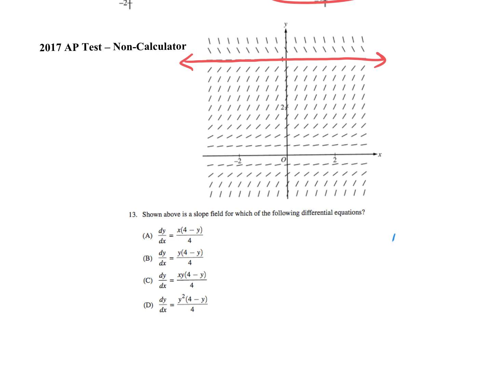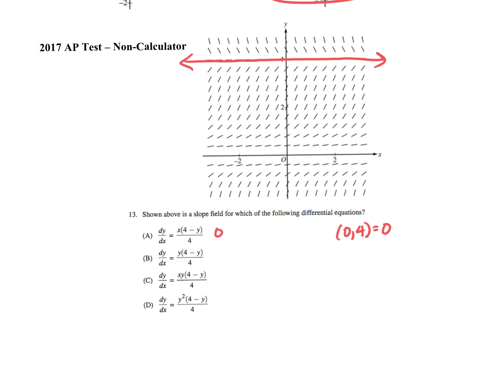Okay. Y'all want to pick a point? Let's pick a point. 0, 4. 0, 4 is going to have a slope of 0. Okay. Let's see if any of these would give us a slope of 0. If I use the point 0, 4, we need a slope of 0. If I plugged in a 0 here and a 4 there, what would I get? 0. So A is still in the running.